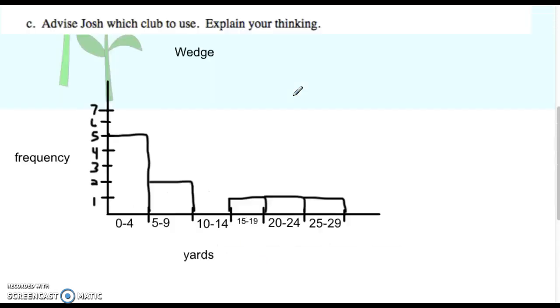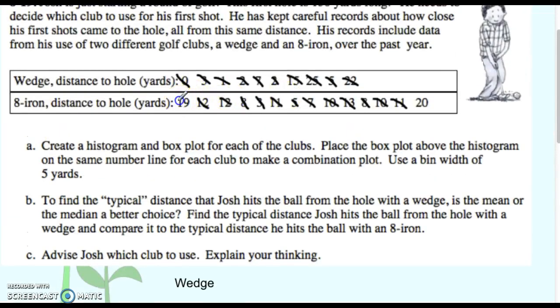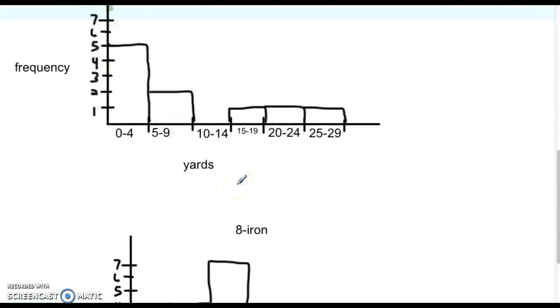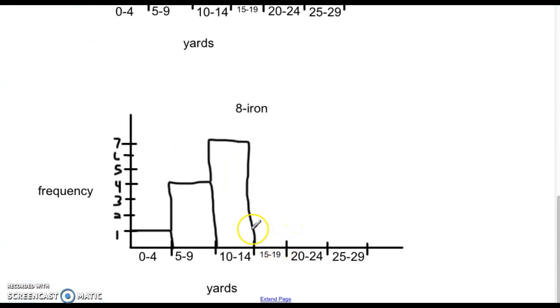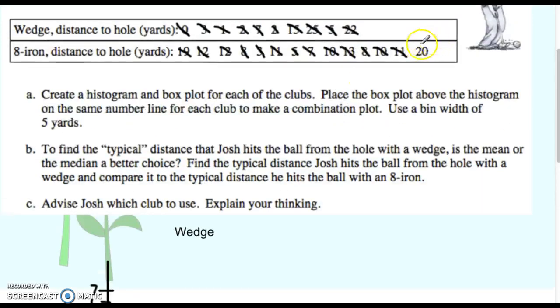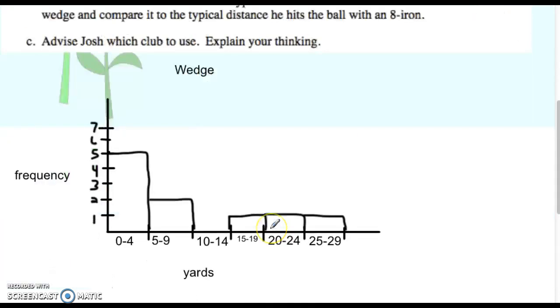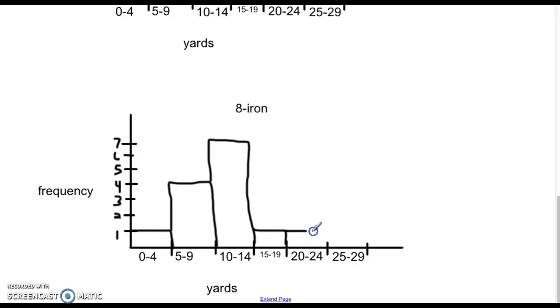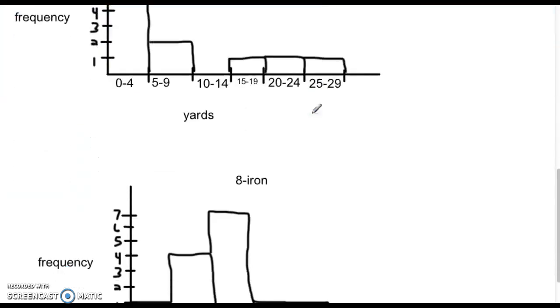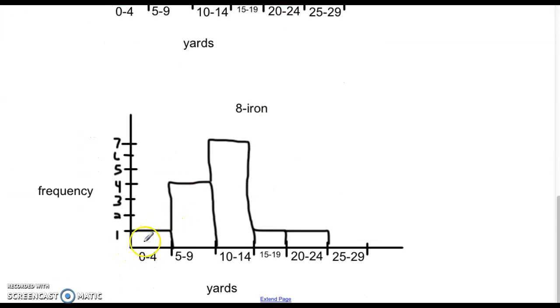Now between 15 and 19, I have only 1. And then between 20 and 24, I also have 1. Okay, so that's what your 2 histograms should look like. You count the number in each range of how many numbers there are, and then you show that as your frequency for how many numbers are between each of your bins on the bottom.